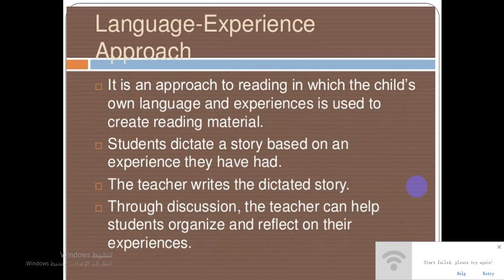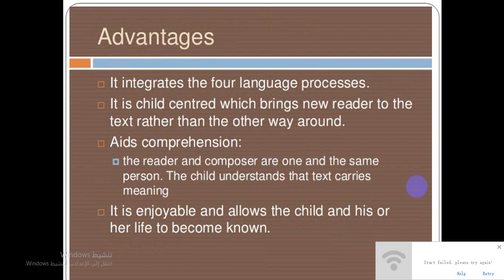What is the language experience approach? Definition of this approach: it is an approach to reading in which the child's own language and experiences are used to create reading material. In this approach, students dictate a story based on an experience they have had. The teacher writes the dictated story. Through discussion, the teacher can help students organize and reflect on their experiences.